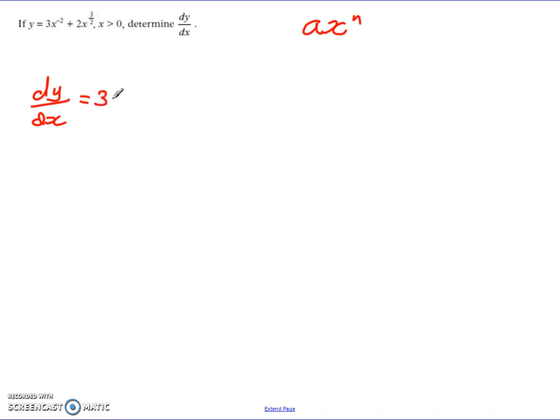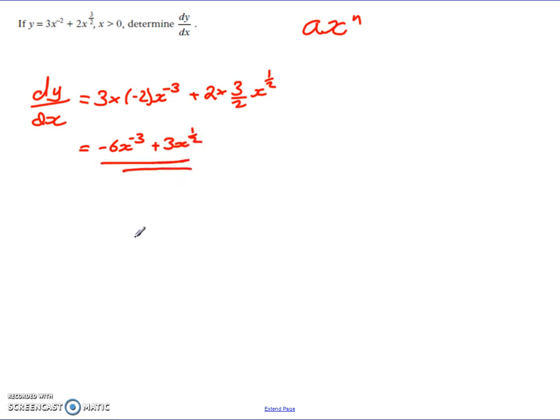So take the coefficient of 3 and then we multiply it by the derivative. So bring the power down, negative 2x, and then reduce the power by 1 to the negative 3. Then it's plus, and the second one's the same. So 2 times, bring the power down, we get 3 over 2x, and then reduce the power by 1 to the half. And then it's just a case of simplifying each part here. So 3 times negative 2, that gives me negative 6x to the negative 3. I've then got plus 2 times 3 over 2, plus 3x to the half. So that's it. I've got my dy by dx.